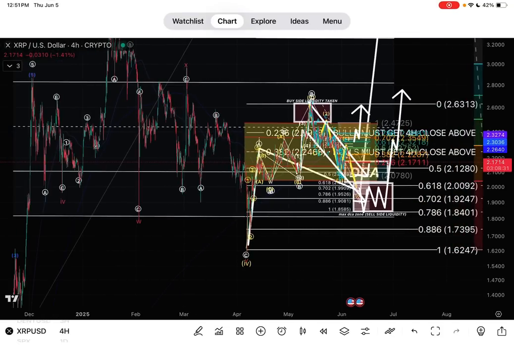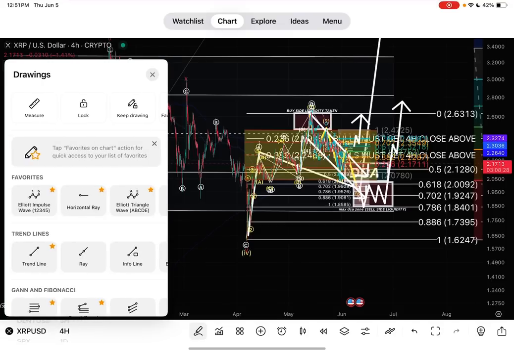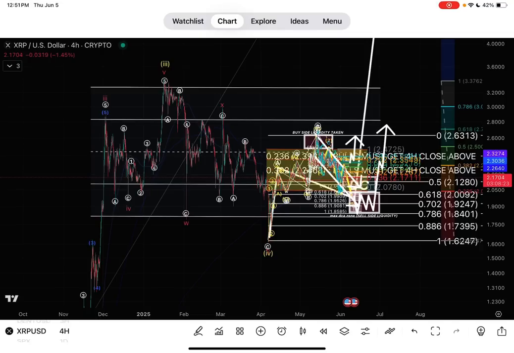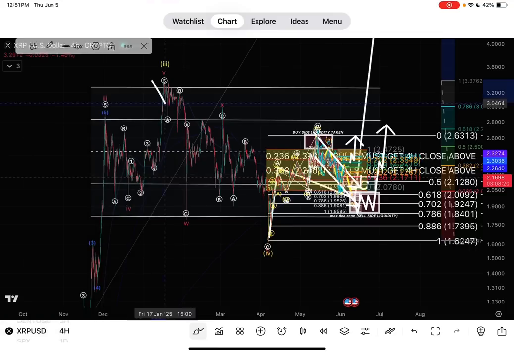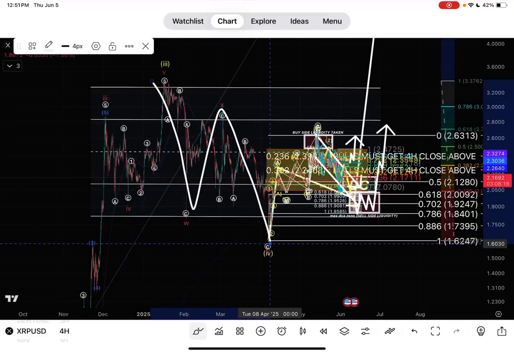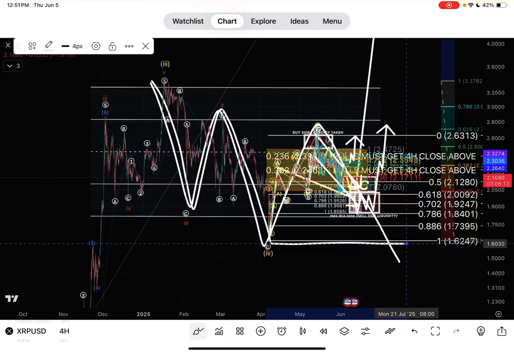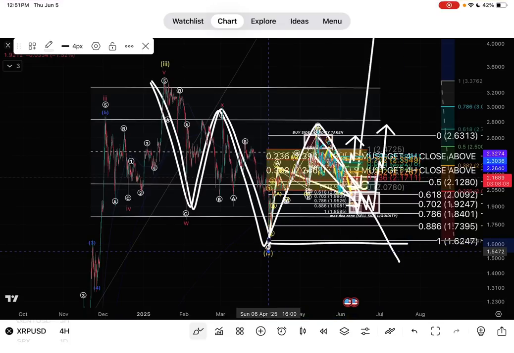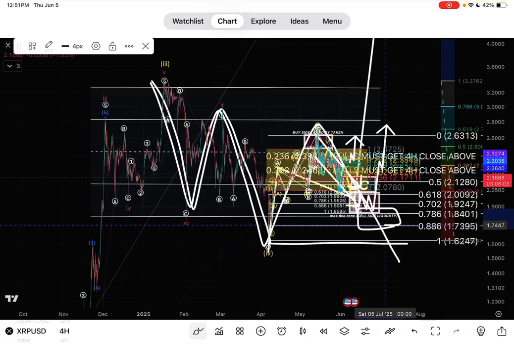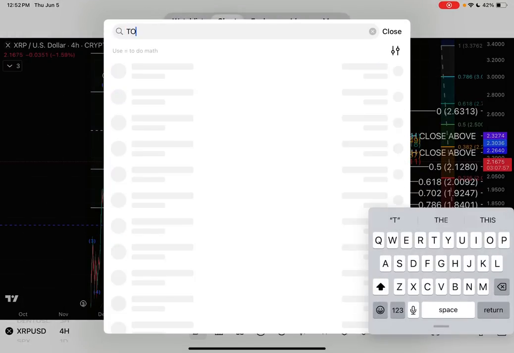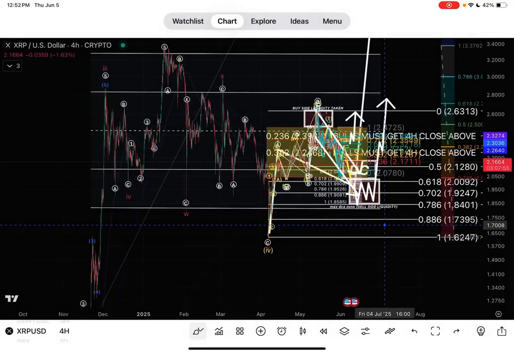Now, in my last video, I did say, what if instead of this being a WXY correction, what if it's a WXYX and then a Z, where we take out these lows on April 6th? That's the absolute worst case scenario if we lose the 886, 786 retracement. But I don't think we will, considering the setup that we have on Total 3. Let's go ahead and take a look at Total 3 over here.